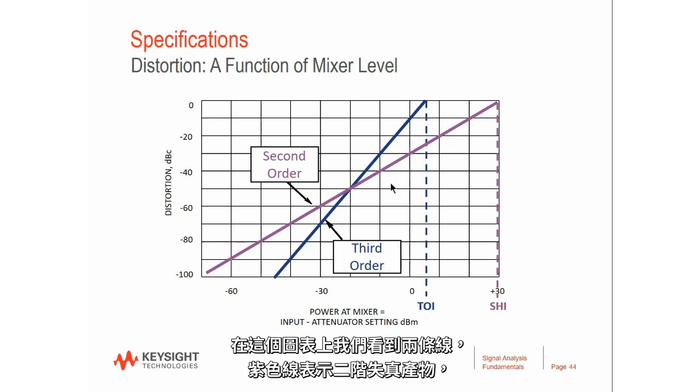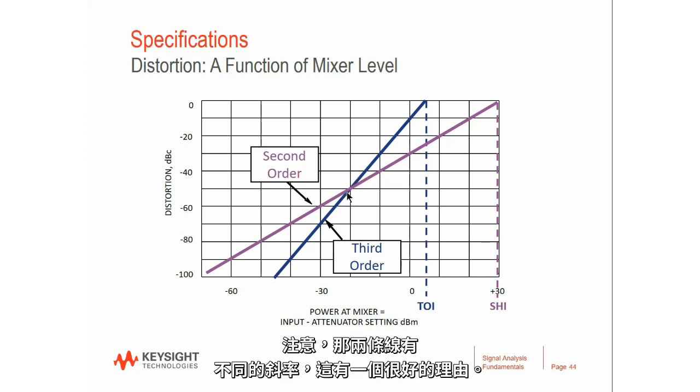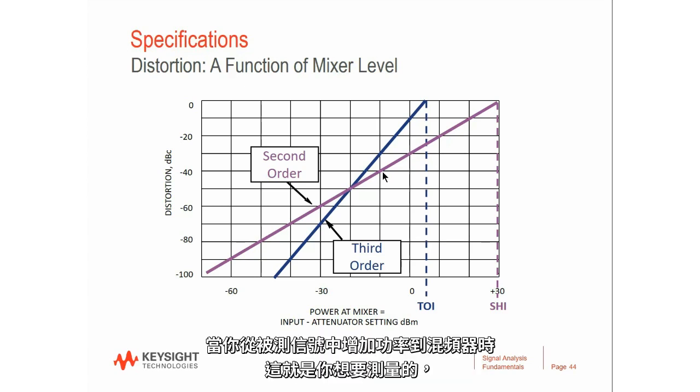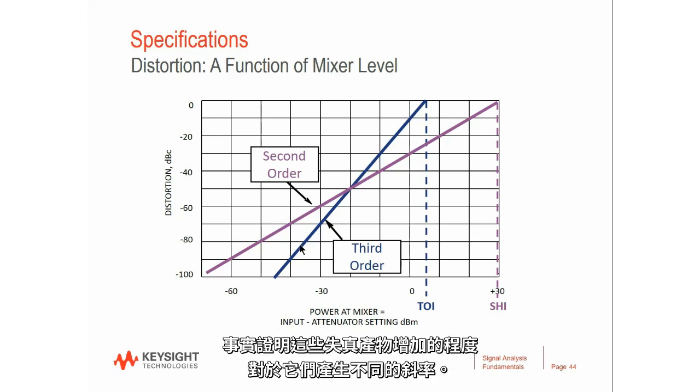Okay, so we see on this chart that we have two lines. The purple line represents the second order distortion products, and the blue line represents the third order distortion products. Notice that those two lines have different slopes to them. There's a very good reason for that. When you increase the power to the mixer from your signals under test, this is what you want to measure, the distortion products, which are generated in the analyzer, increase with the level that you drive the mixer at. And it turns out that the degree to which those distortion products increase have different slopes to them.